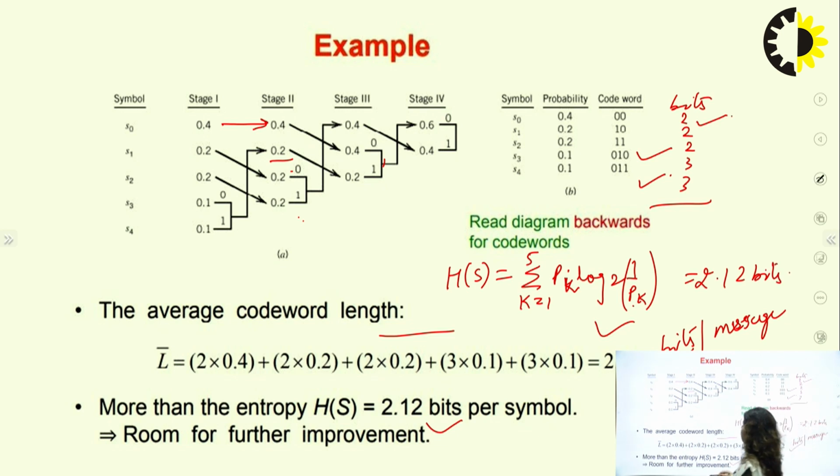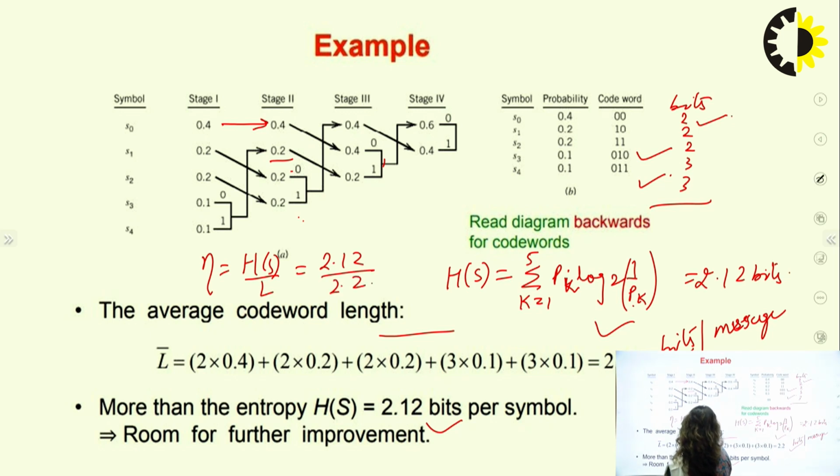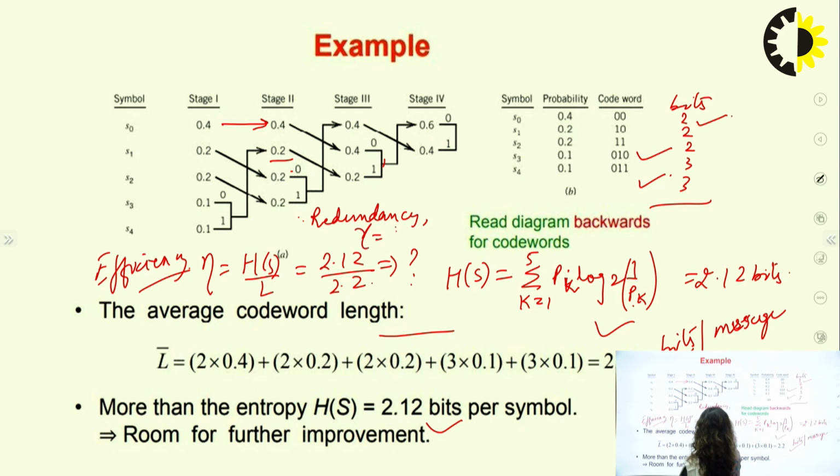So we will find out the efficiency and the redundancy of the code. Efficiency is defined as H(S) upon L, that is 2.12 upon whatever the length comes out to be. Whatever this value comes out to be, 97 or 96%, it will be the efficiency of the code. There is another term called redundancy, which is gamma, and this is 1 minus eta. So gamma you can calculate with the help of eta. Whatever the eta comes out to be, it will help in the calculation of the redundancy here.